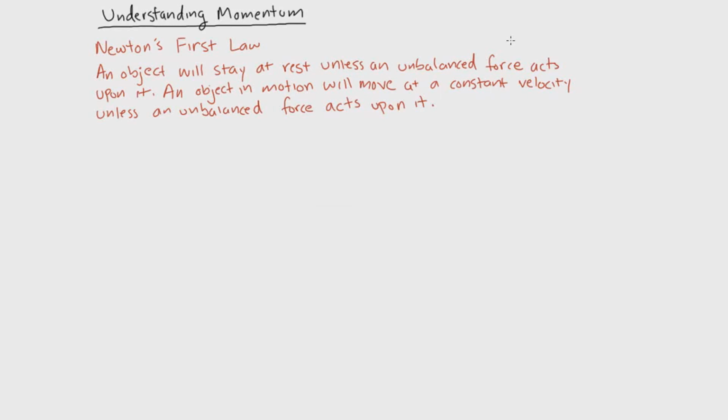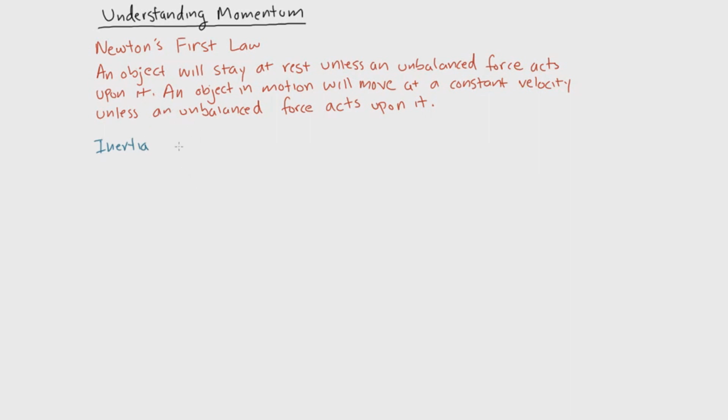Welcome back, everybody. We'll be looking at the concept of momentum and trying to understand what it really is. To begin with, we're going to look at Newton's first law, which actually describes this idea of inertia. An object will stay at rest unless an unbalanced force acts upon it, and an object will stay in motion at a constant velocity unless an unbalanced force acts upon it. So what these statements are trying to identify is an object's inertia. And basically, inertia is described within these two statements.